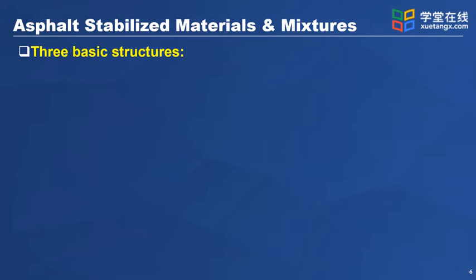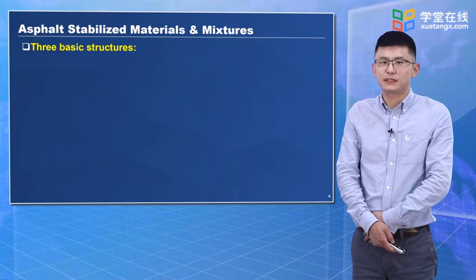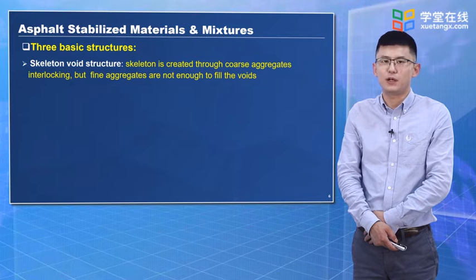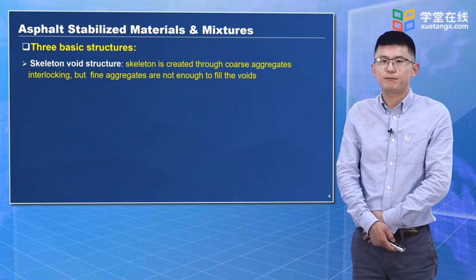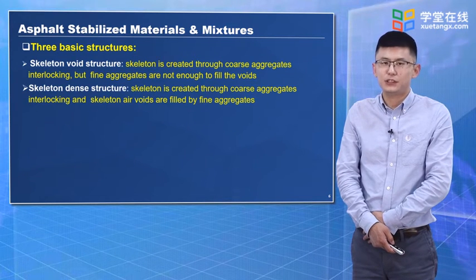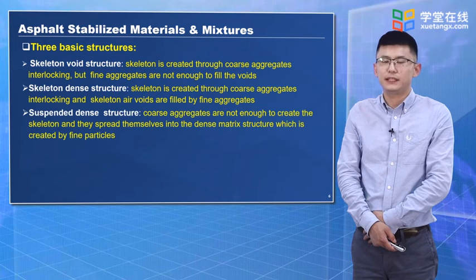About the asphalt stabilized materials and mixtures. And be mindful here, I put the asphalt stabilized materials and the asphalt mixtures together here, because generally these two have similar structures. So what are they? 3 basic structures. We can take a quick look because they are very similar to the previous ones. The skeleton void, skeleton created through the coarse aggregates, right? And we have the air voids. And we have the skeleton dense structure. We have the suspended dense structure.